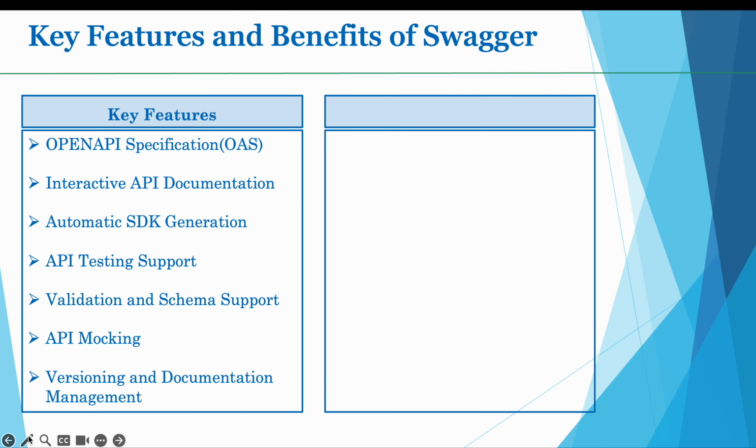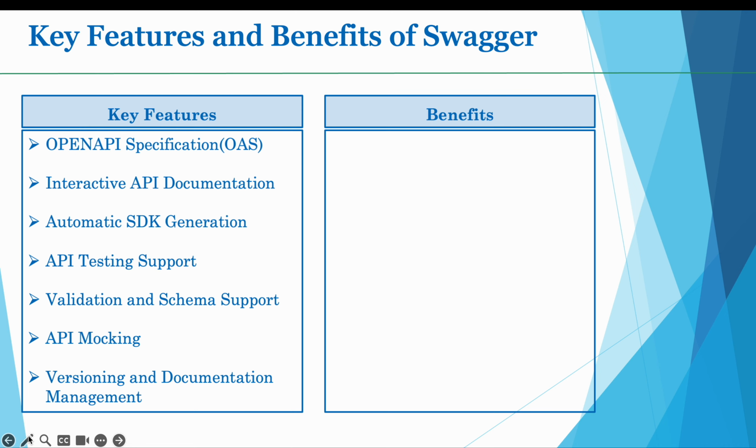The last one that we have is versioning and documentation management. Swagger provides features for versioning API documentation and managing documentation updates over time. Developers can maintain multiple versions of API specifications and documentation, ensuring clarity and continuity for API consumers.